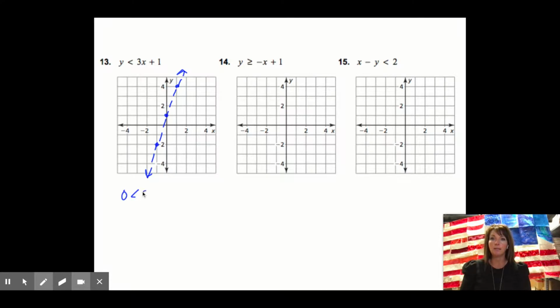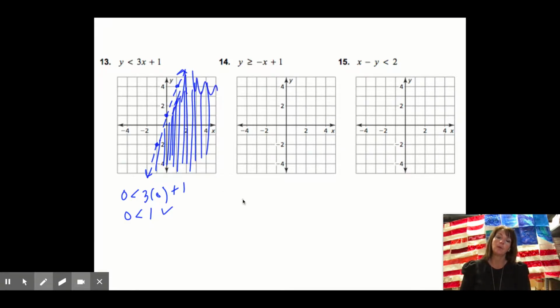Is 0 less than 3 times 0 plus 1? Is 0 less than 1? Yes, it checks out. So that means this point, 0, 0 would be shaded, and that's how I know that I can shade to the right of the plane. Okay, so go ahead and try number 14, graph number 14 and determine what side of the plane is shaded.